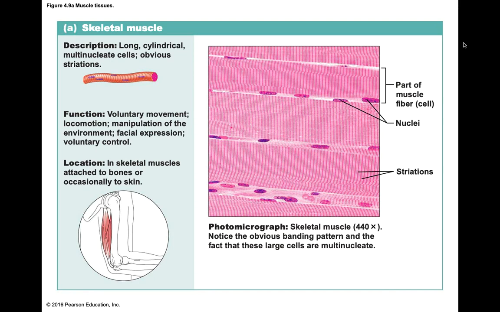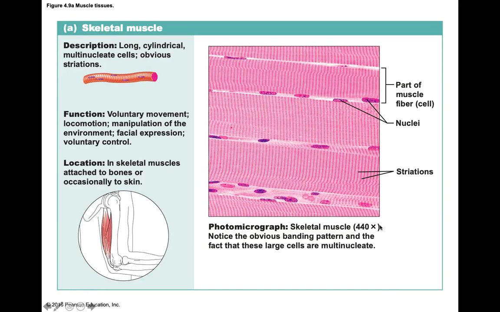So you can see that you have the part of the muscle fiber up here, and it's a cell. We have our nuclei, we have multiple nuclei in our cells. We have striations, which are these like little bands. It kind of looks like a vertical striped pink shirt, if you ask me. That's kind of what this looks like. Okay, so the description here is that we have long cylindrical multinucleated cells, and we have striations, which are these bands or these stripes that you can see going on here.